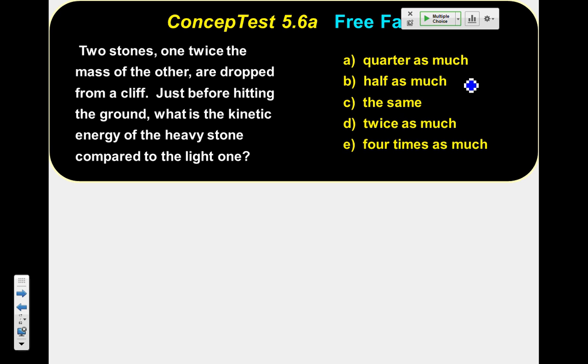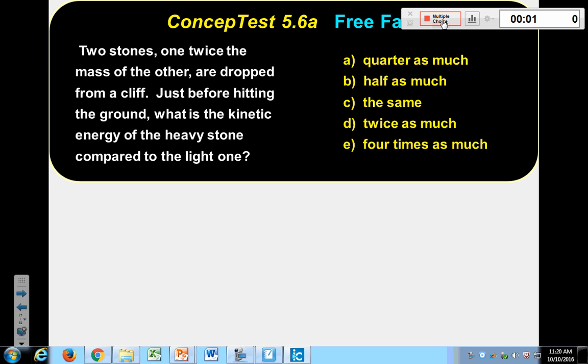All right. 2 stones, one twice the mass of the other, are dropped from a cliff. Just before hitting the ground, what is the kinetic energy of the heavy stone compared to the light one?